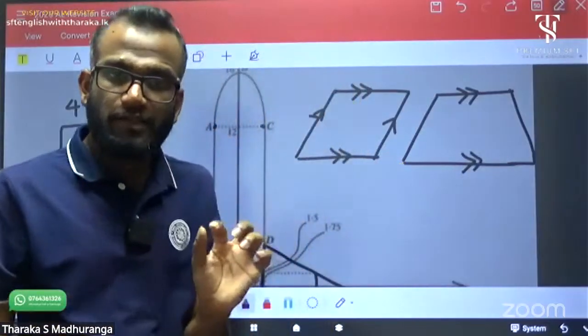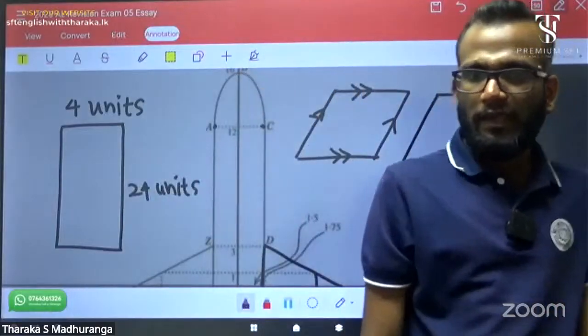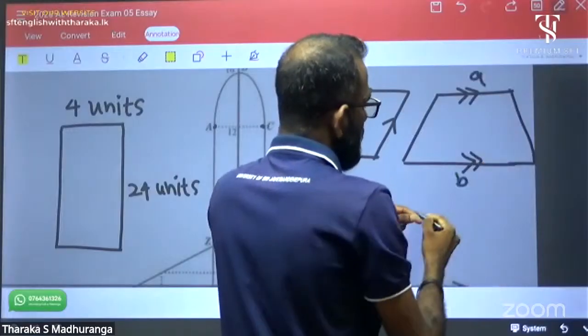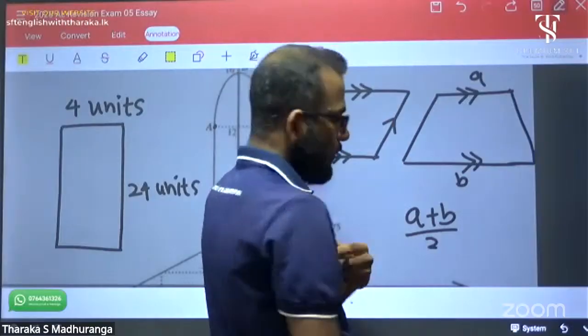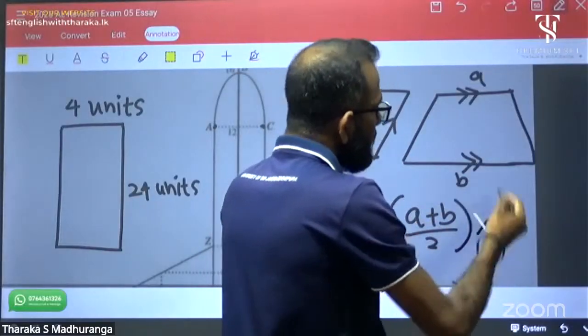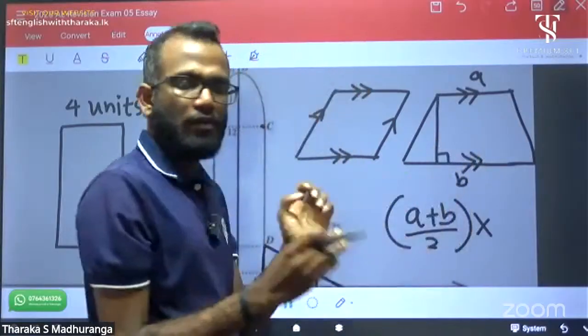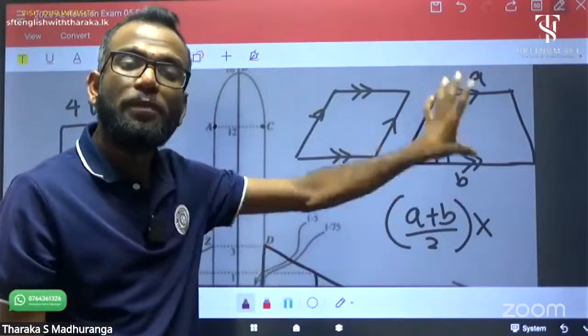That's a characteristic. Okay, then how to get the area of a trapezium? The two parallel sides, think of them as a and b. Area is (a + b) over 2, multiplied by the perpendicular height between the two parallel sides. That is very important: the perpendicular distance between the two parallel sides.